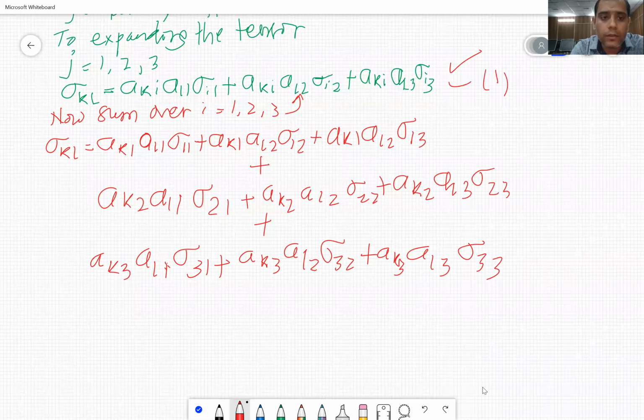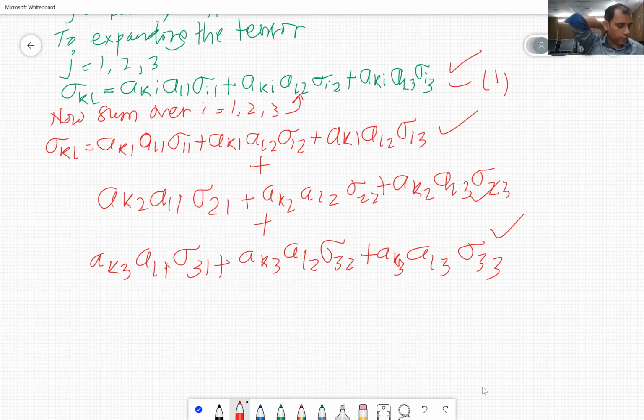Okay. Then after that, taking the sum over I is equal to 1, 2, 3. In every equation, we are putting I is equal to 1, then I is equal to 2, then I is equal to 3. Then we have three sets of equation, three lines of equation. So these are mathematical relations, nothing else.